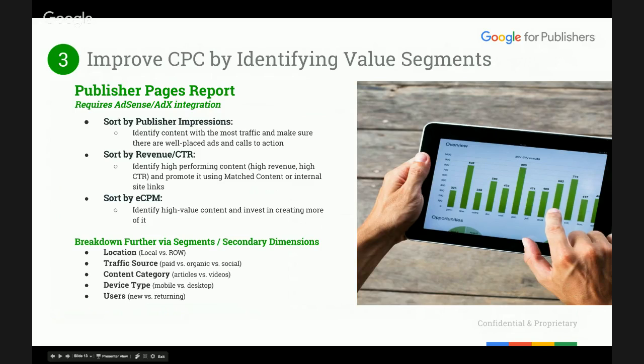We then sorted by revenue to identify his high-performing content. So what we actually determined was that the content in certain vacation destination states performed better than other states. And so he then promoted that high-earning content by adding internal site links to the popular destinations on all of his pages. And then finally, we sorted by the cost per click, or the eCPM, to identify the high-value content.